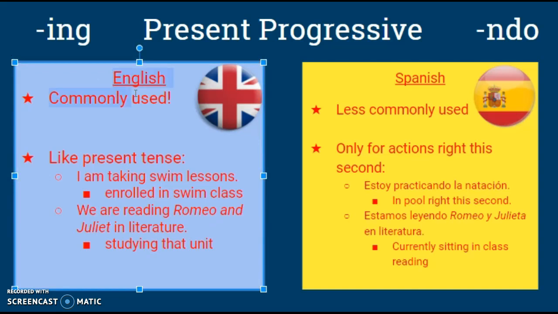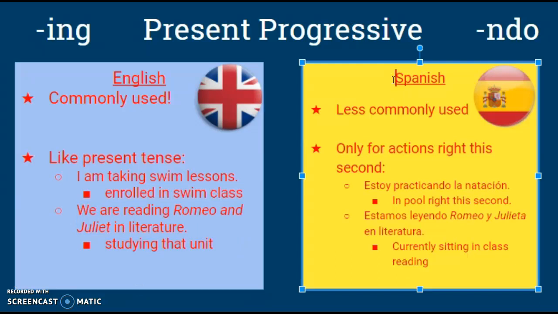So in English, we use this tense like a lot. So if I said something like, I am taking swim lessons, I might not be actually swimming right now, but you get the idea that I'm generally enrolled in swim lessons. Or if I said we are reading Romeo and Juliet, I might not be sitting here reading that book right now, but it's still something I'm currently doing.